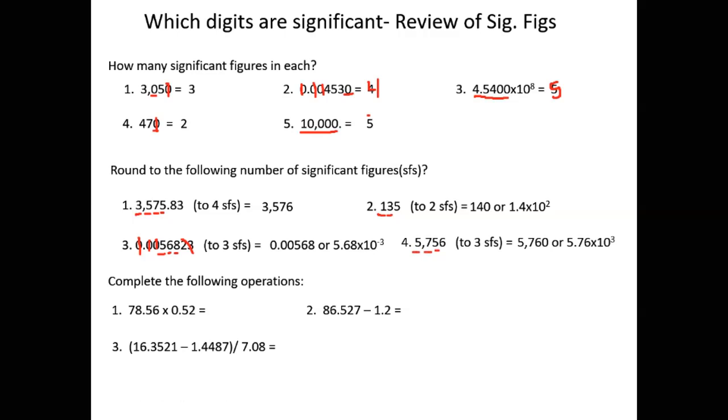Next, we're going to look at some operations. And so here with multiplication and division, we want to look at the number in the operation with the fewest significant figures. So this one has 4 significant figures. This one has 2 significant figures. So our answer should have 2 significant figures.